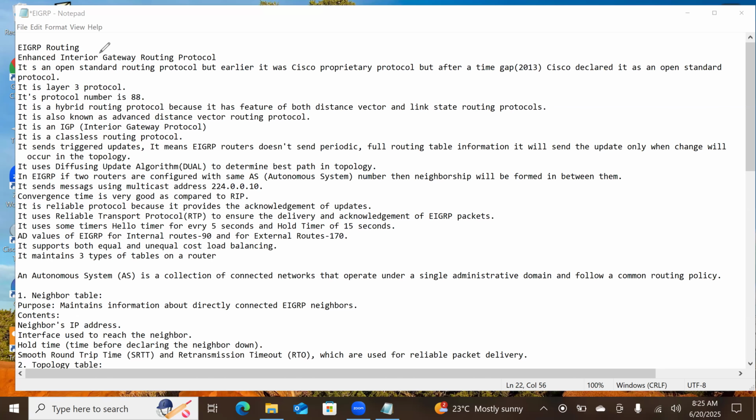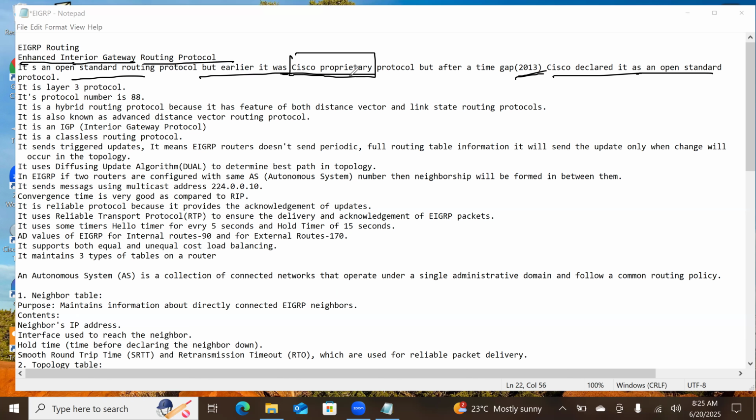Next, we'll start with EIGRP routing. What is EIGRP? EIGRP stands for Enhanced Interior Gateway Routing Protocol. It is an open standard routing protocol, but earlier it was a Cisco proprietary protocol. Cisco developed it initially, and in 2013 they declared it an open standard protocol. That means every vendor can use it, not only Cisco devices.